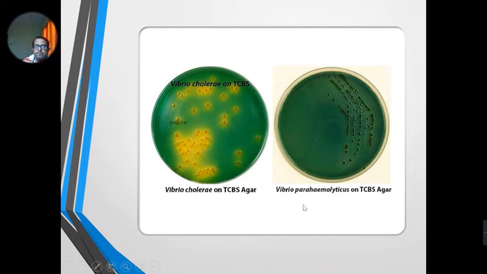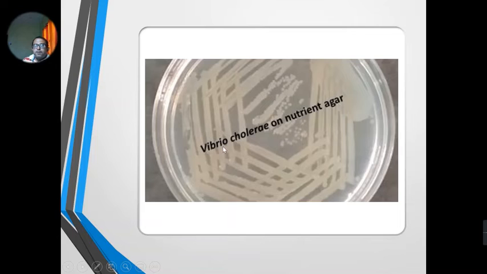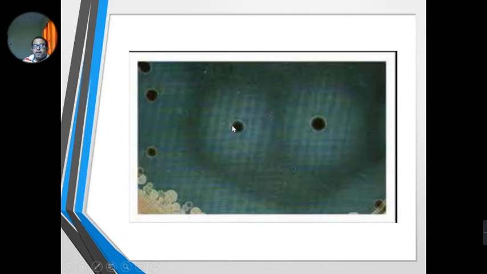See here. This is the growth of the bacteria on nutrient agar medium. This is the growth of this bacteria on GTTA medium. This is the black center with the turbid halo around it.